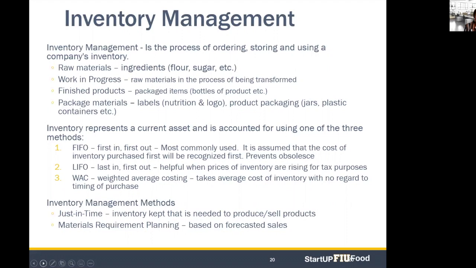So the first inventory, let's say, the first bag of flour that you purchase, that's the first one that is going to go out.